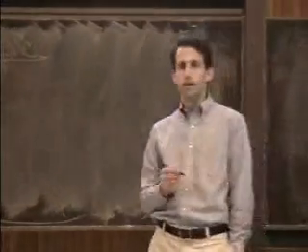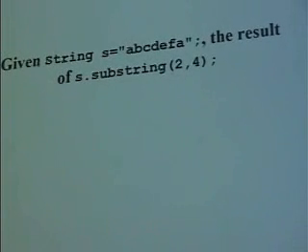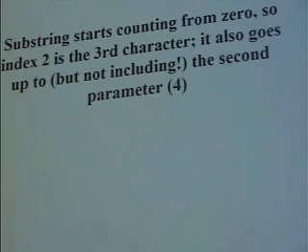String usage 100. Given string s equals abcdefa, the result of s dot substring 2, 4. CD. What is CD? Should we count that? I'll count it that one time. Yes, what is CD? So remember that strings start counting from 0. So the leftmost character in the string is actually index 0.